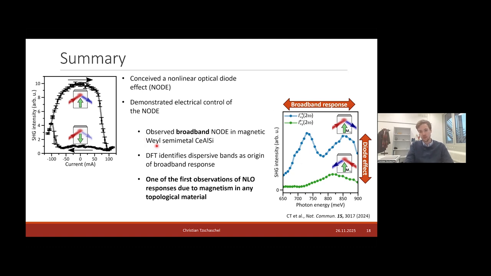And most importantly, we observed a broadband response in this magnetic Weyl semimetal, cerium aluminum silicide. Supported by DFT calculations, we identified the dispersive bands that naturally occur in this material as an origin of this broadband response. I also want to mention that this is one of the first observations of a nonlinear optical response due to magnetism in any topological material.